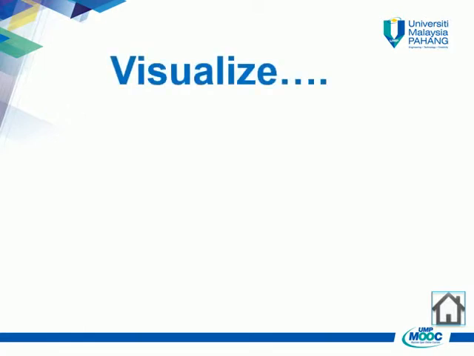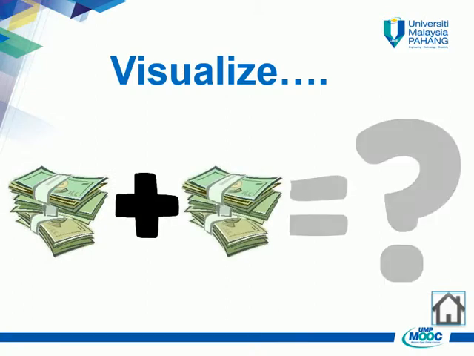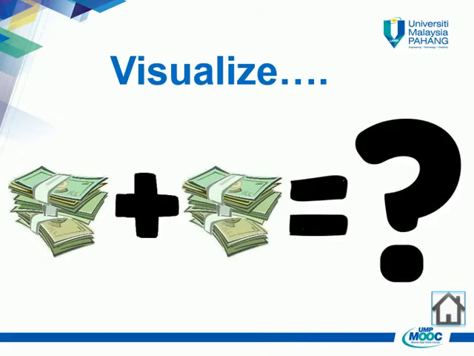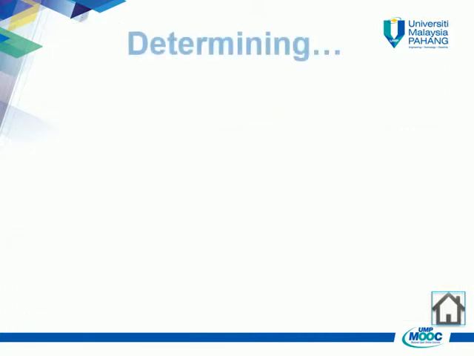After we manage to understand the case study question, now let us try to visualize it using appropriate symbols. Some amount of money plus some amount of money equals how much money? Can you visualize it like this? Understanding the problem is the preliminary phase. The next step of solving a problem is problem analysis. However, what are the elements that we can analyze from the given problem? Do you still remember? Yes.